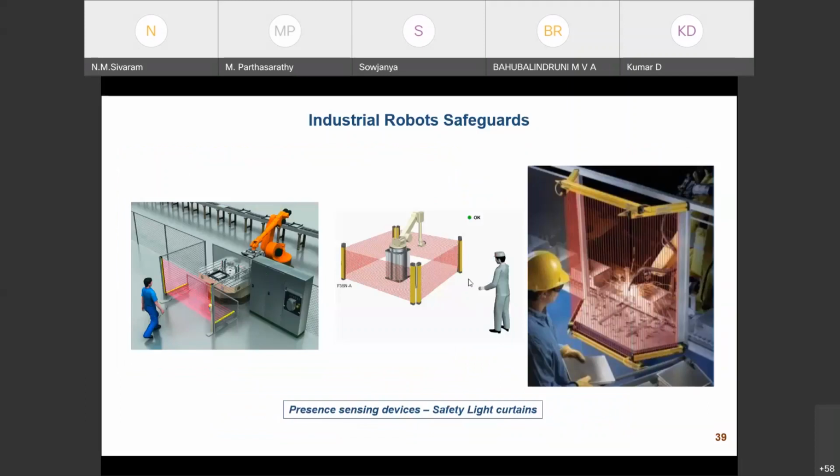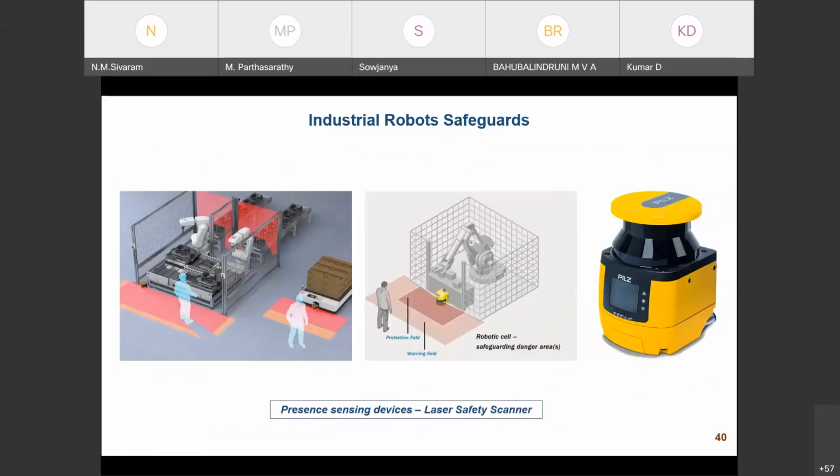And this you can see, the presence sensing devices. I told you the light curtains. So it is a ray of light from a source to a receiver, and when you try to enter this particular envelope, this ray of light is getting disturbed, and this information is sensed by the robot, and the robot is completely stopped or it is slowed down. So this is the presence sensing devices, the safety light.